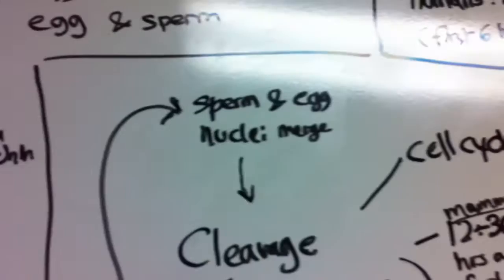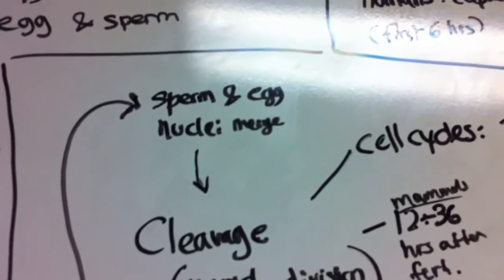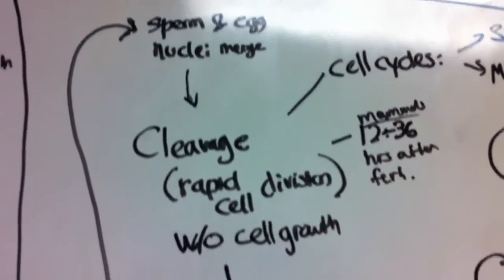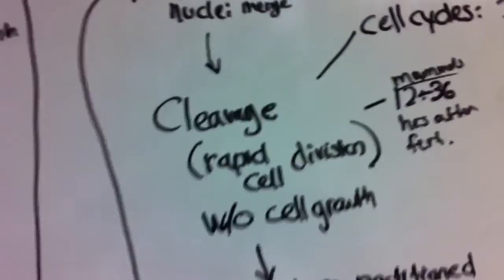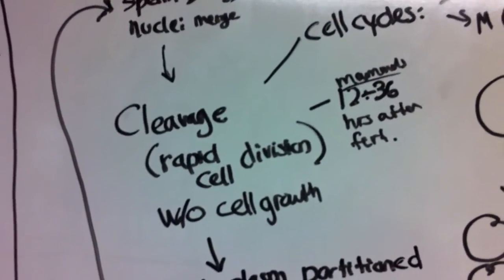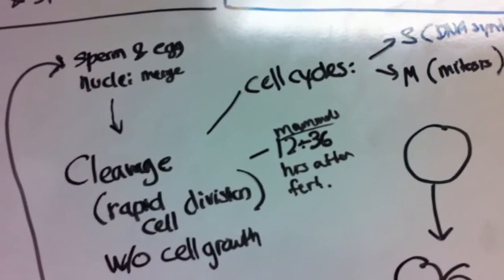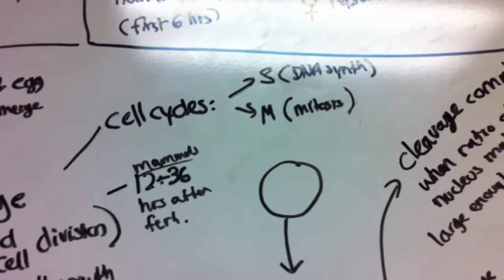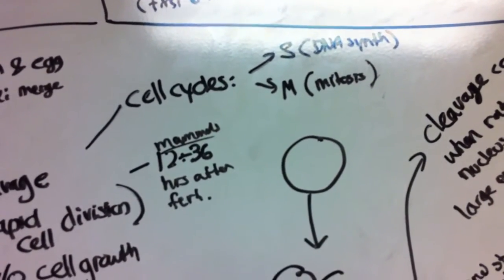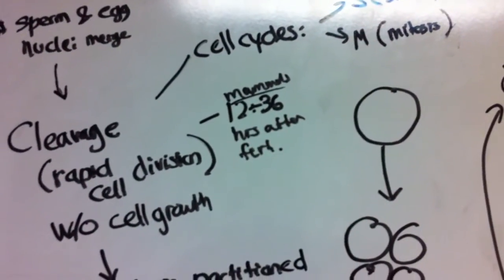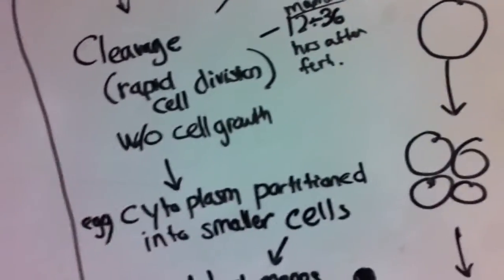So egg activation after the sperm and egg nuclei emerge. So then we have cleavage. Now, cleavage is when we have this rapid cell division after our fertilization, without, of course, cell growth. Basically, during cleavage, cell cycles will only have 2 phases, the S phase in which DNA is synthesized, and the M phase, which is where mitosis happens. For mammals, this occurs between 12 and 36 hours after fertilization.